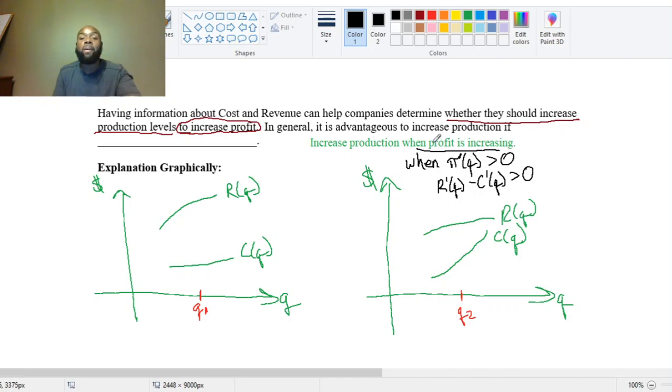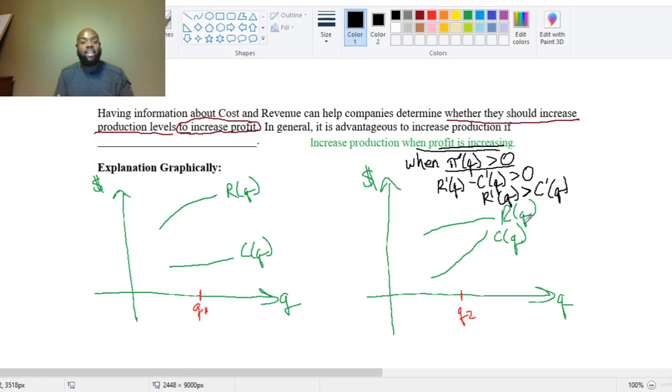So if I'm going to increase production, I want my profit to be increasing. I want my derivative of a profit function to be greater than 0. And since the derivative of profit is the marginal revenue minus the marginal cost, I'm going to separate these and put the C of Q on the other side by adding C prime of Q on the other side. That means I want to increase production when R prime of Q is greater than C prime of Q.